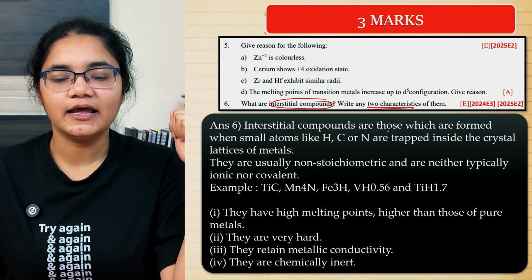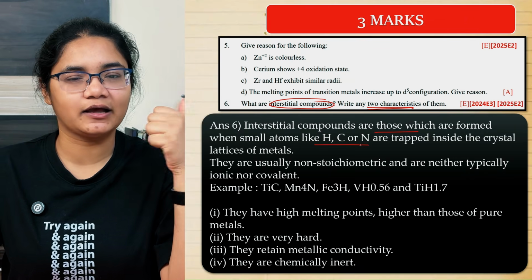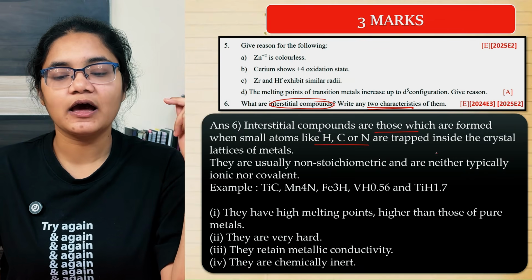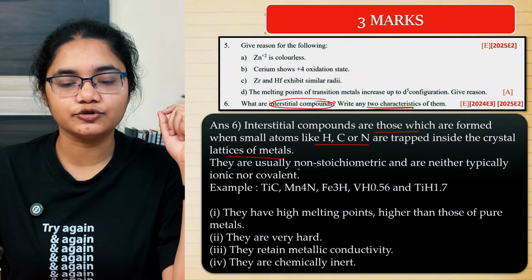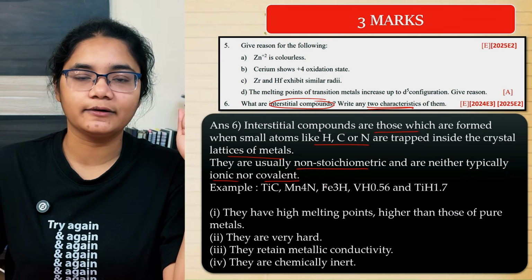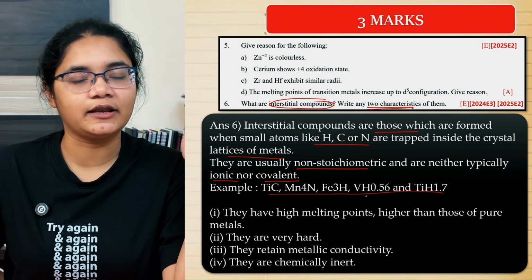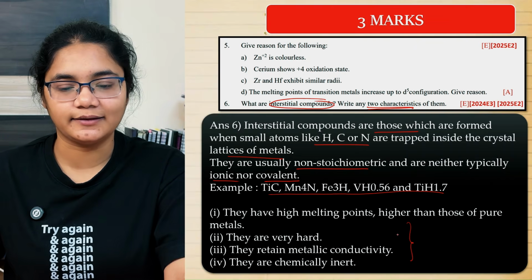So you can see here, interstitial compounds are those compounds which are formed when small atoms like hydrogen, carbon or nitrogen are trapped inside the crystal lattice of the metals. They are usually non-stoichiometric and are neither typically ionic nor covalent. There are many examples, you can remember any 1 or 2. And characteristics we have already discussed so many times.